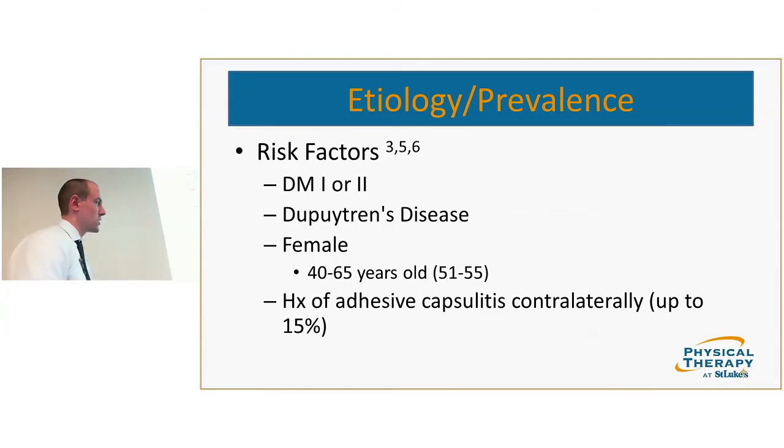And also one of the predictors, if they do have a history of adhesive capsulitis on the contralateral side, there is that chance that they will develop it in the other shoulder at some point. So just something to note in history, if you do know that they have a history of adhesive capsulitis on the contralateral side, they do have that chance of also developing it on the other side.